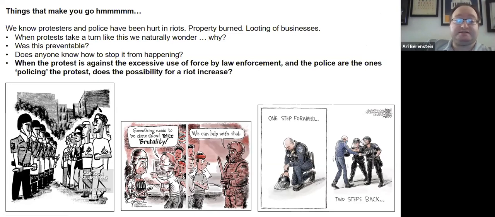When the protest is against the excessive use of force by law enforcement, and the police are the ones policing the protest, does the possibility for a riot increase? Tensions flare up, with the idea of trying to control what's happening. Obviously, the ideologies get put against each other, and the response is often multiplied. So again, protesting is different from rioting.